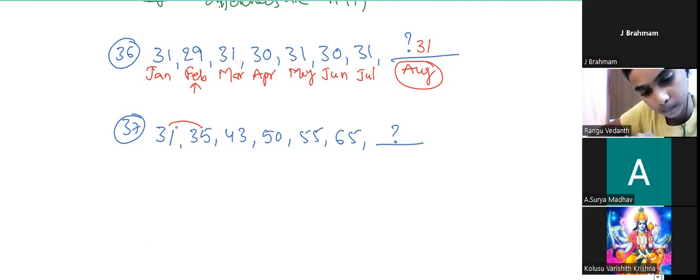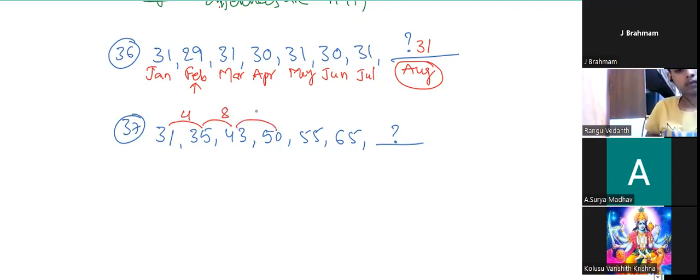Tell the differences. First difference is how much? 4. Okay, next, 8. Then 7, then 5, not in a pattern, very zigzag manner. And next is 10. So what could be the next difference? If you know that, we can get the answer.